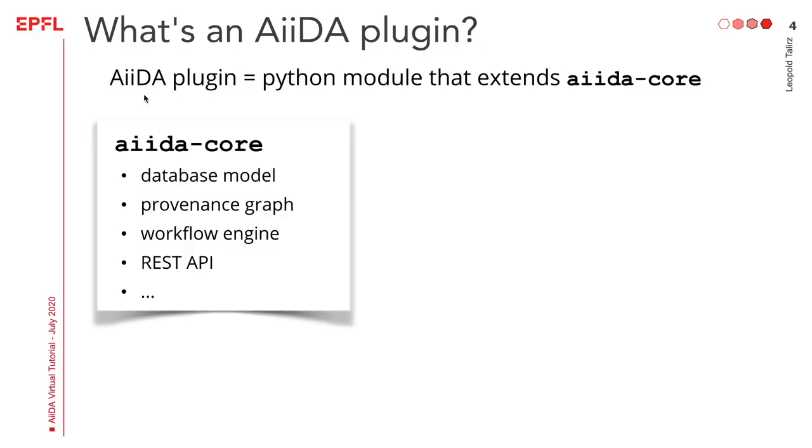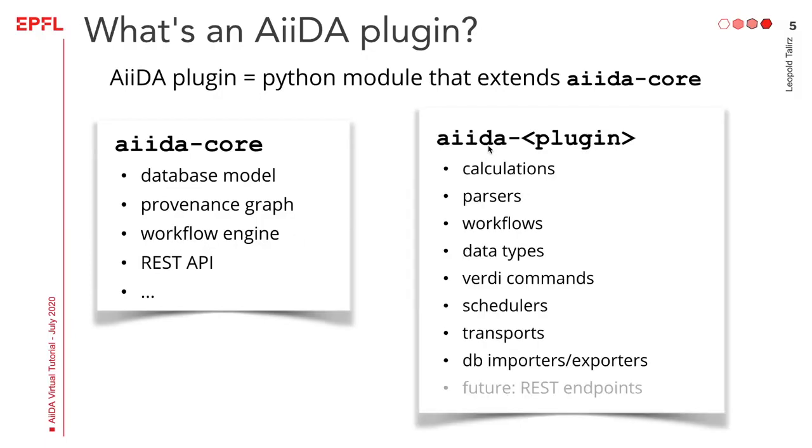What's an AiiDA plugin? Simply put, an AiiDA plugin is just a Python module that extends AiiDA core, where AiiDA core just provides the basic infrastructure, meaning it provides the database model, it provides the provenance graph, provides the workflow engine, and it provides the REST API. And AiiDA plugins can provide new types of calculations that describe which input files your simulation code needs, how it should be called on the command line.